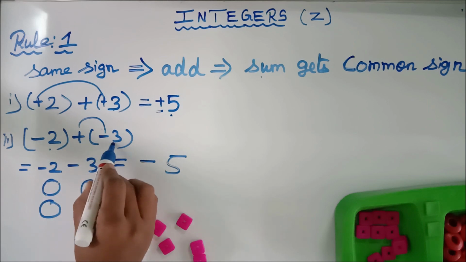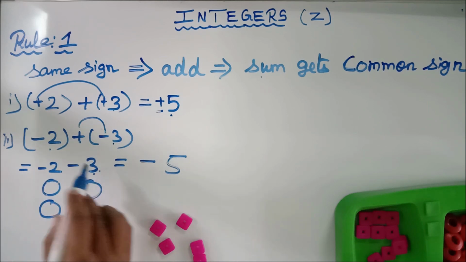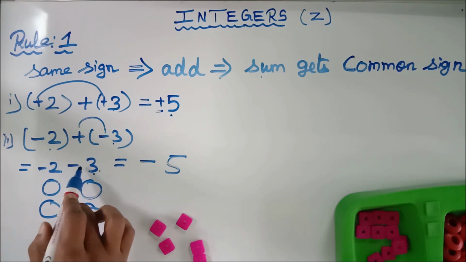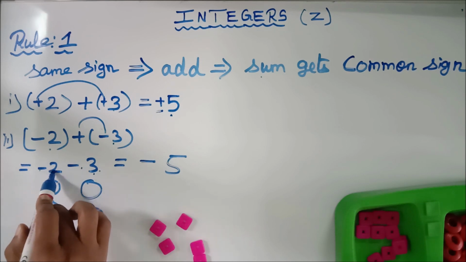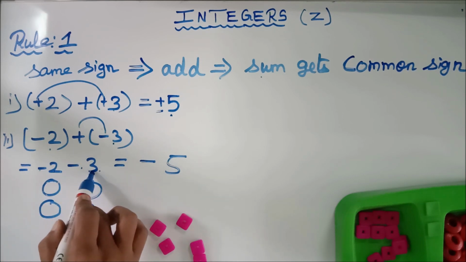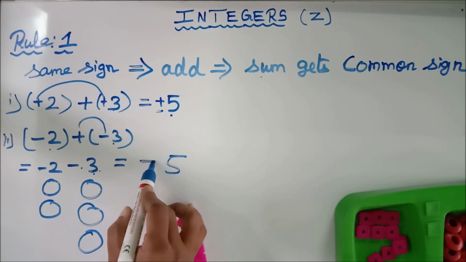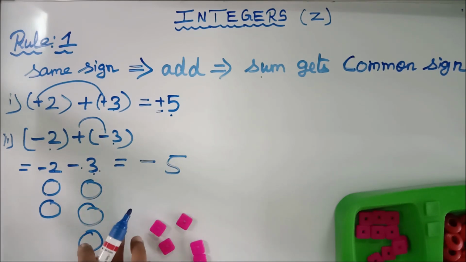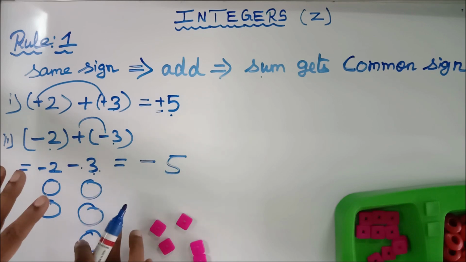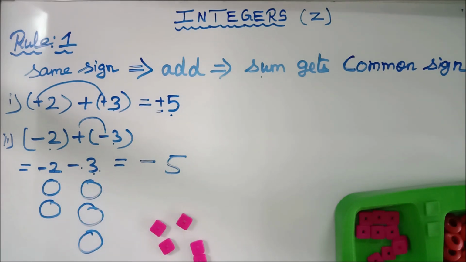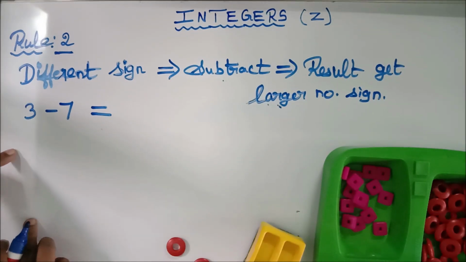Minus 2, minus 3. Both the integers have the same symbol, that is minus, minus. So you are in need of 2 coins. You are in need of 3 coins. So totally you are in need of 5 coins. So the answer gets the minus. I hope you have understood rule 1 for addition and subtraction of integers. Now we are going to do the activity for rule 2.